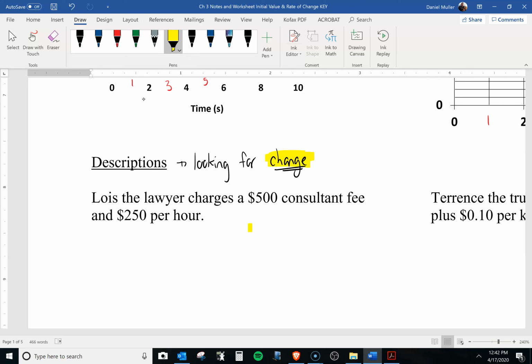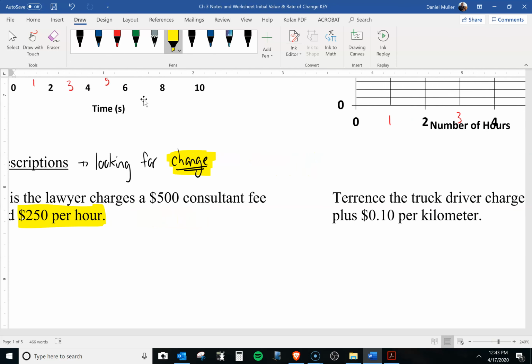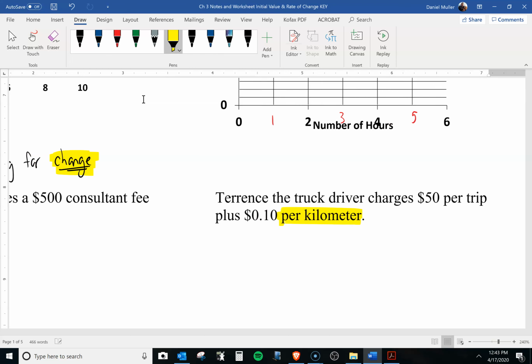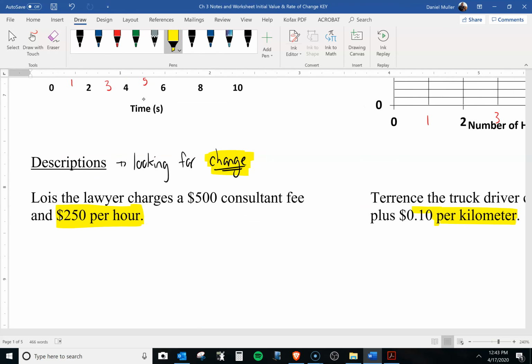So if you're looking for things that change, this changes because it depends on how much time. 250 per hour. So if you go for 2 hours, it's $500. 3 hours, it's $750. 4 hours, it's $1,000. So that's the thing that changes. And over here, Terrence the truck driver charges $50 per trip and then 10 cents per kilometer. And it's the kilometer that's the change right there. That's what we're going to be looking for: the rate of change.